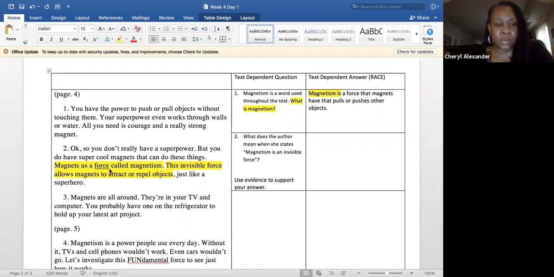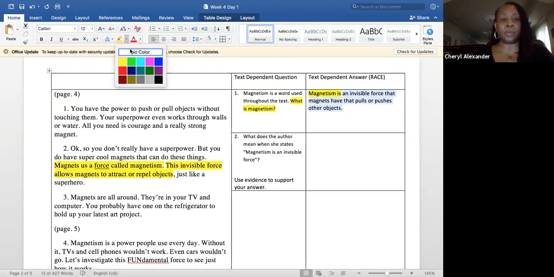Let me go back over here to make sure. I forgot, it's invisible. So what's another way for me to say invisible without using the word from the author? Magnetism is a force that, I think I'm going to use the word invisible, is an invisible force that magnets have that pulls or pushes other objects away. That's my answer. And so I'm going to highlight my answer in a different color.